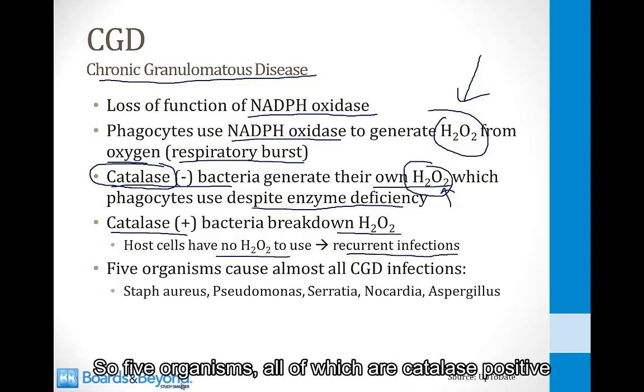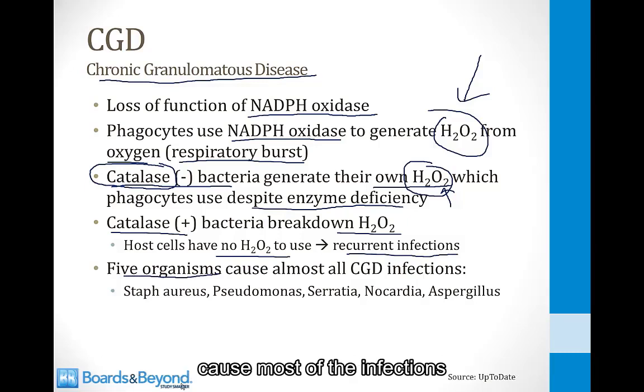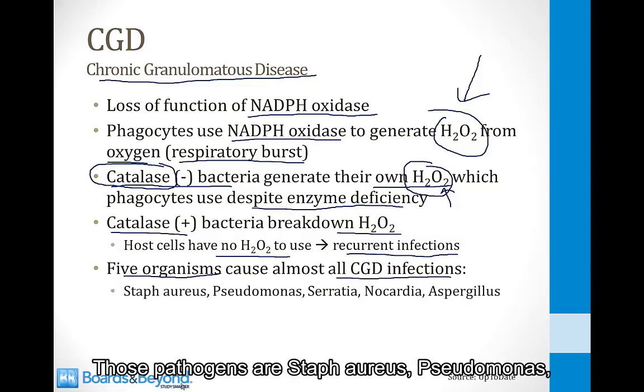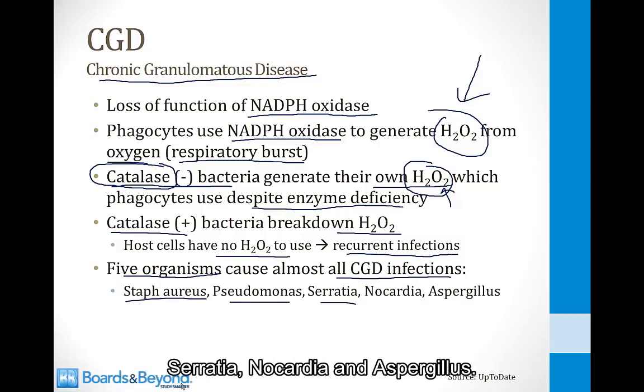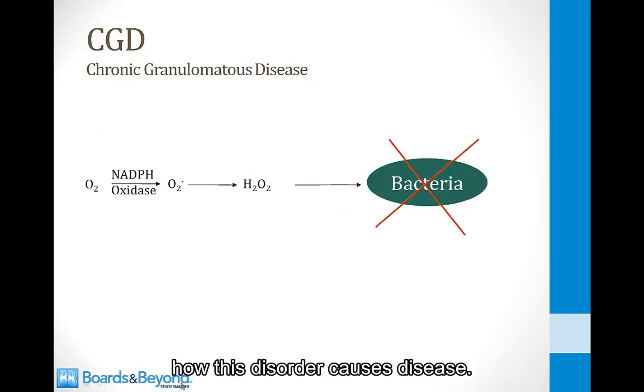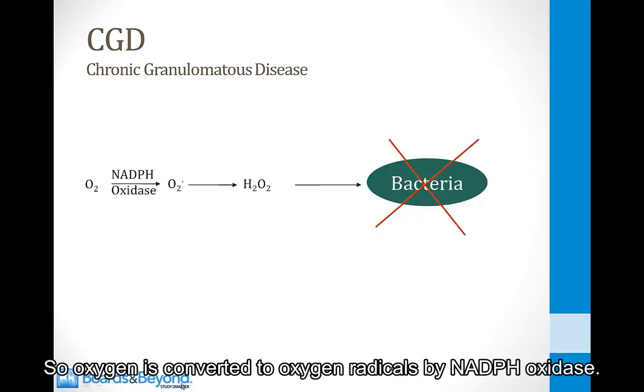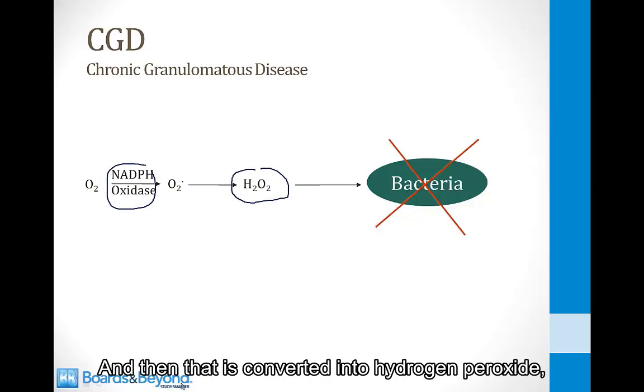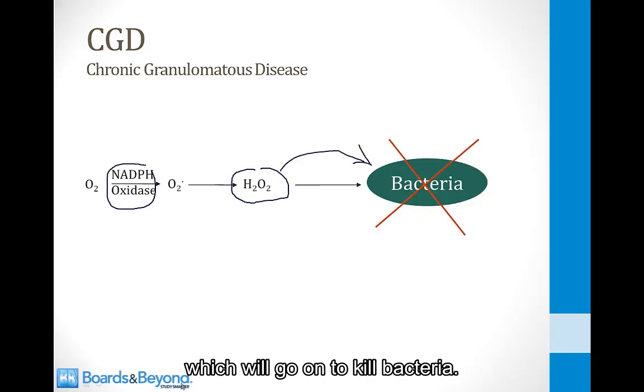So five organisms, all of which are catalase-positive, cause most of the infections in chronic granulomatous disease. Those pathogens are Staph aureus, Pseudomonas, Serratia, Nocardia, and Aspergillus. And here's an illustration just to help you remember how this disorder causes disease. So oxygen is converted to oxygen radicals by NADPH oxidase, and then that is converted into hydrogen peroxide, which will go on to kill bacteria.